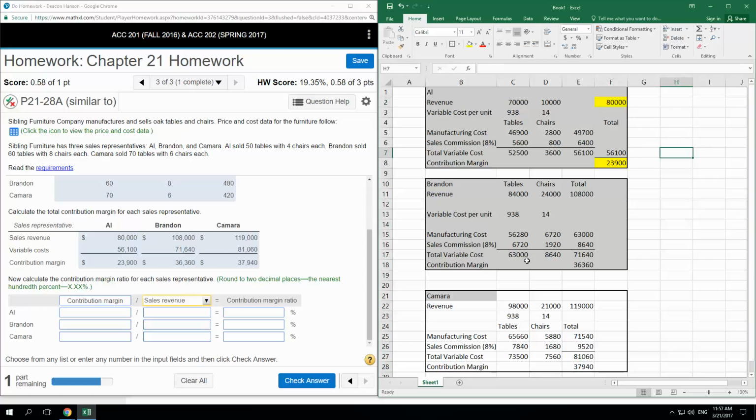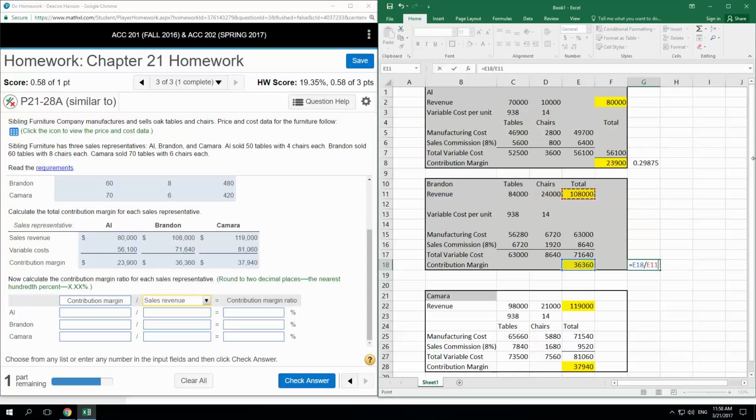I got my contribution margin for Brandon sitting there at 36,360, and total revenue for Brandon at 108,000. Then for Kamara, we got contribution of 37,940 and total revenue of 119. Okay, so we got all our factors, everything we need to do. In fact, we could even calculate it by just using Excel to divide it.